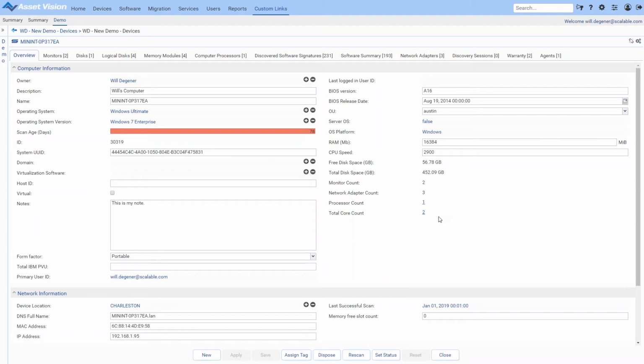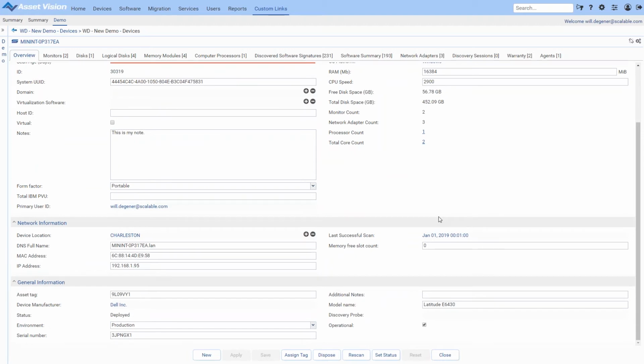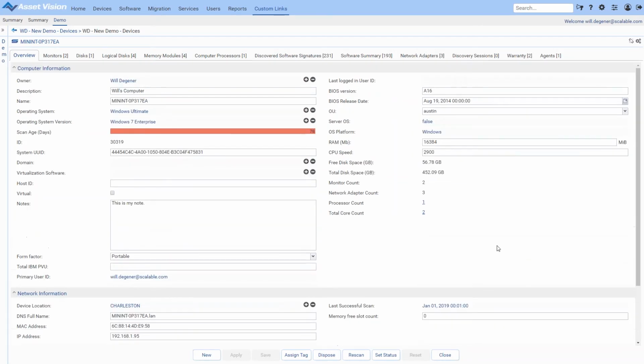Now, not so important for something like a workstation or a laptop, but definitely important in the server world when you start talking about licensing and software. But you can understand that there's a huge array of that low-level data. Again, asset tag and serial number allow us to reach out to the manufacturer to get that warranty information.